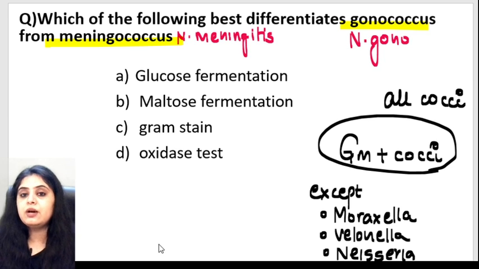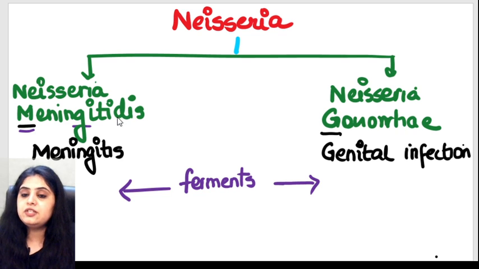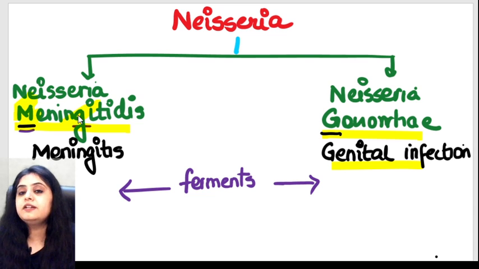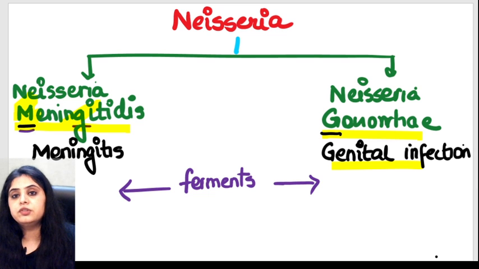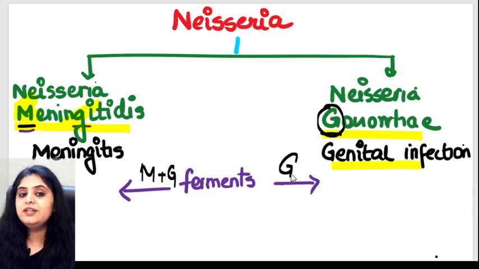Okay, having said that, now let's move forward. How to differentiate gonococcus from meningococcus? What is the best reaction over here? The best reaction is going to be maltose fermentation. So what do I mean by that? Very simple way. How do you write Neisseria meningitidis versus gonorrhoeae? Meningitidis causes meningitis, obviously. Gonorrhea causes genital infection. Now, meningitidis has both M and G. So, what will it ferment? Maltose, glucose, or both? You will say it will ferment maltose as well as glucose. Gonorrhea has only a G, so it will ferment only glucose. So, obviously, glucose is fermented by both.